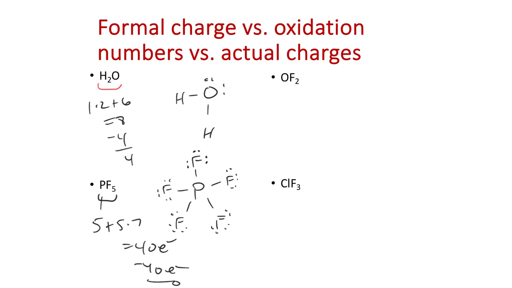Phosphorus is happy, all neutral formal charges, 5 minus 5 for phosphorus, 7 minus 7 for fluorines. And so no formal charges. Like, we don't need multiple bonds, the formal charges are happy.